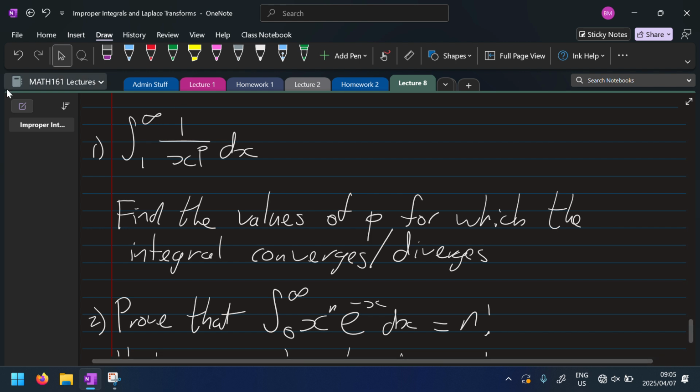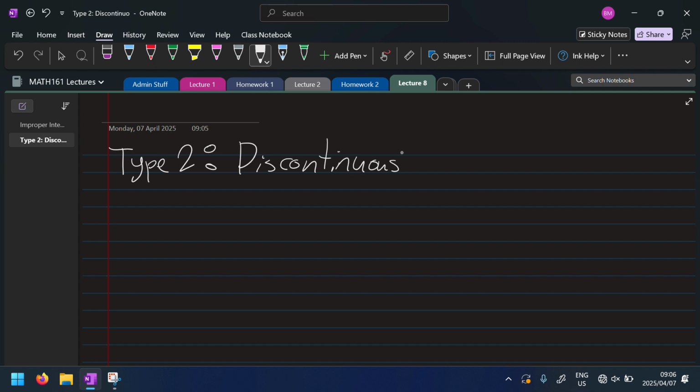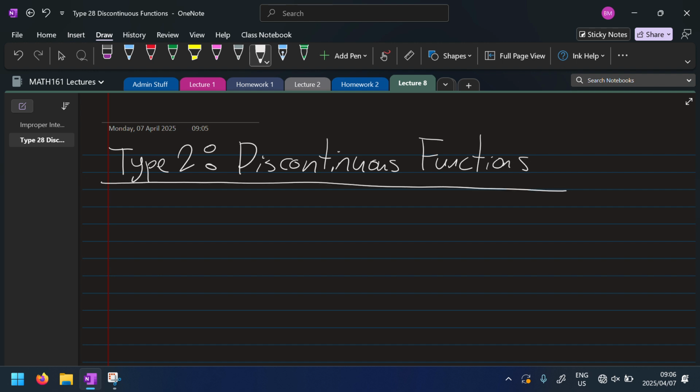All good. So that was the type 1 improper integral. And then type 2 is when there's not an infinity in the bounds, but there's a discontinuity with the function, some asymptote. So type 2: discontinuous functions. These ones are very dangerous, because they look just like a normal definite integral. But if you miss the fact that it's improper, you get the whole thing wrong.